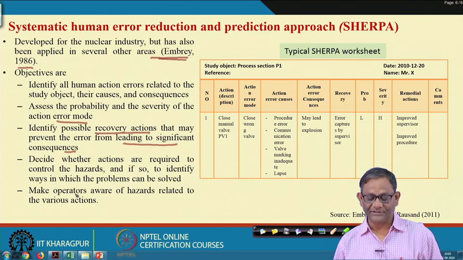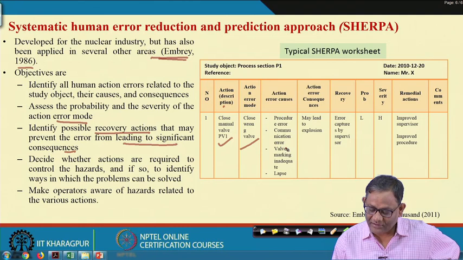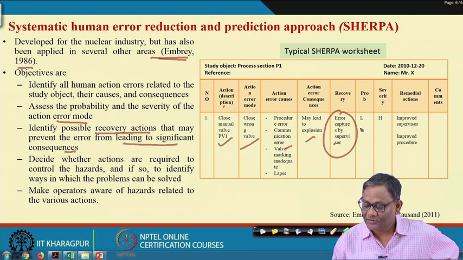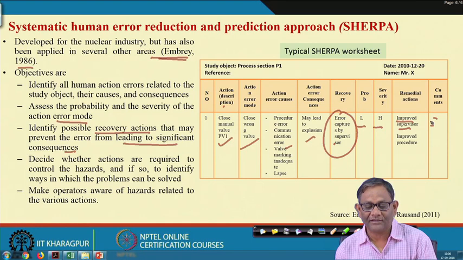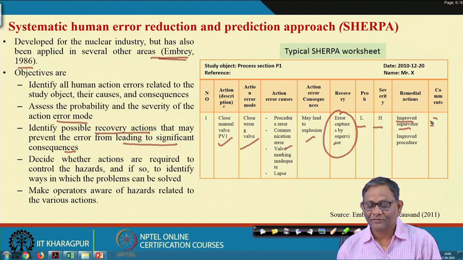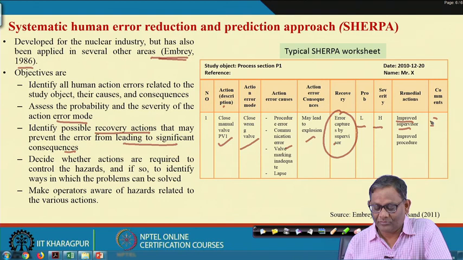Now, the typical worksheet will be like this. First is the action description, then what the error is, what the causes are, what the consequences are, whether recovery is possible or not, probability, severity, actions, and then comments. Okay. Let us see the different error types used in SHERPA, and we will also show you one case study that we have done using the SHERPA technique. But we will not describe everything about the case. Whatever is needed for today's topic, human error identification, that part we will describe now.